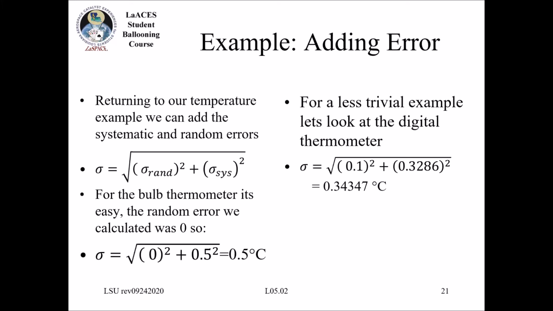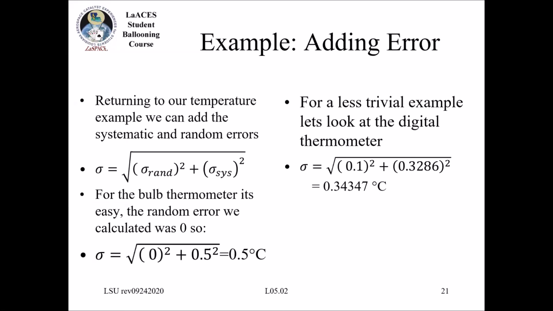And this is also a way you can decide how many measurements you're going to take. Since taking additional measurements only reduces the random error, once that random error is small compared to the systematic error, there's no point in taking additional measurements. You're not gaining any more information.